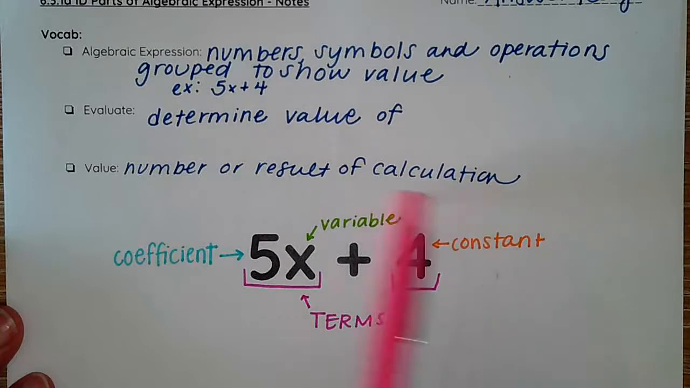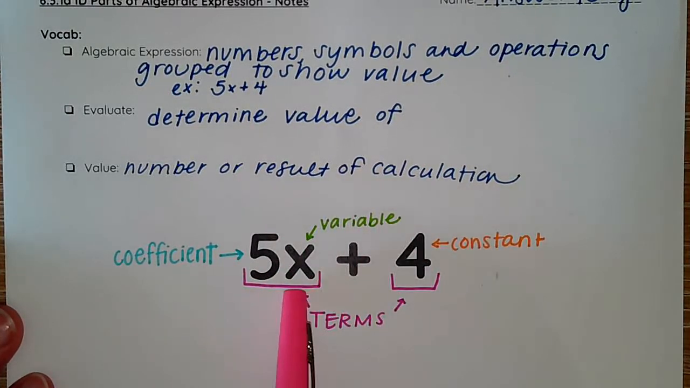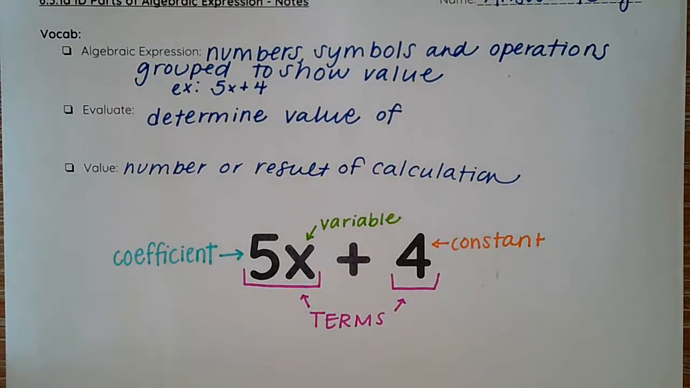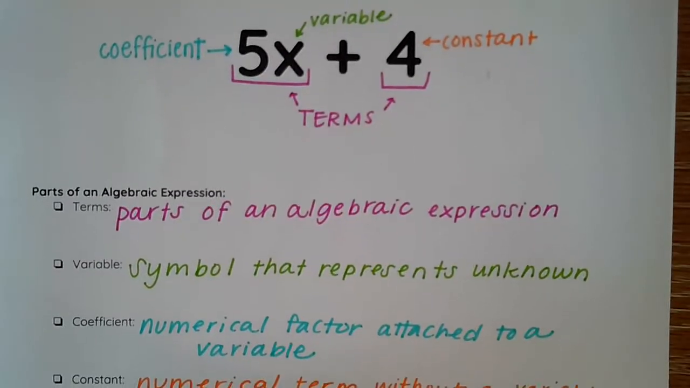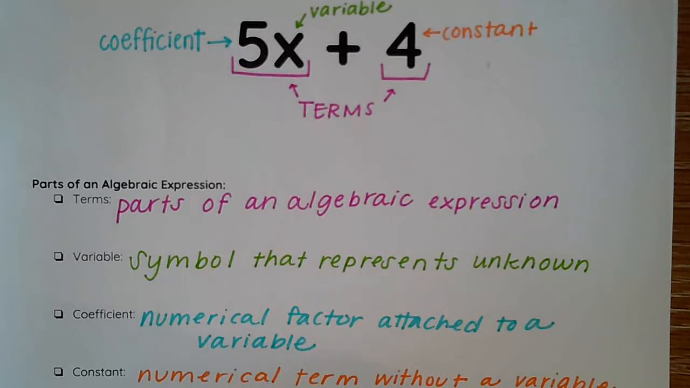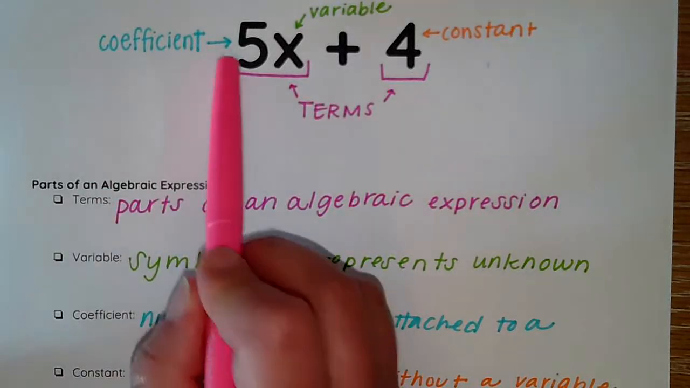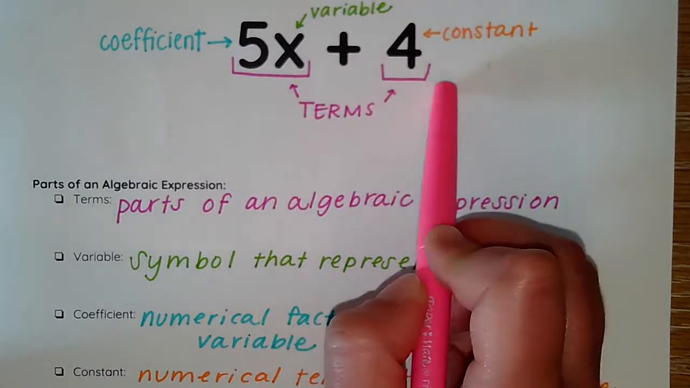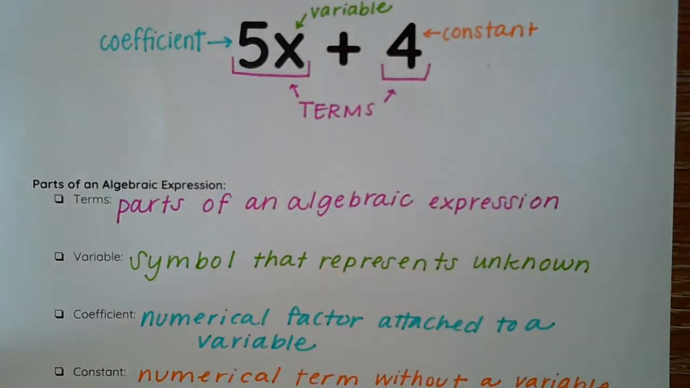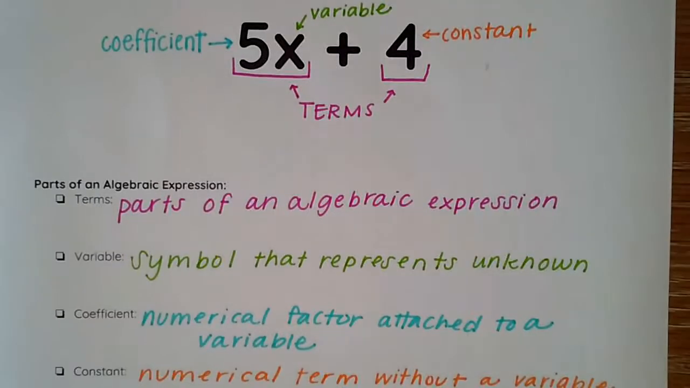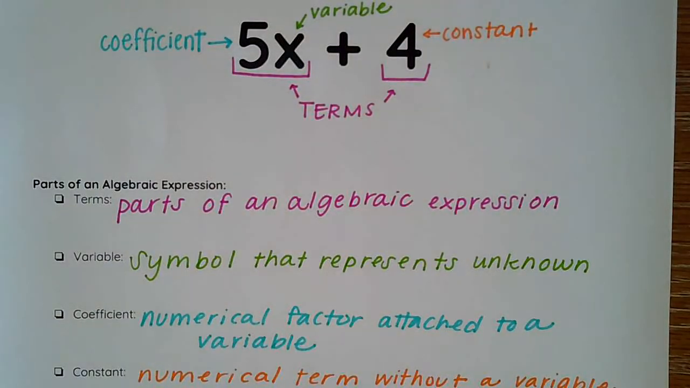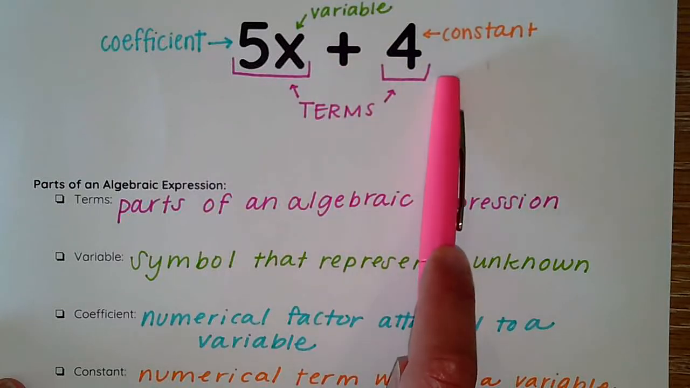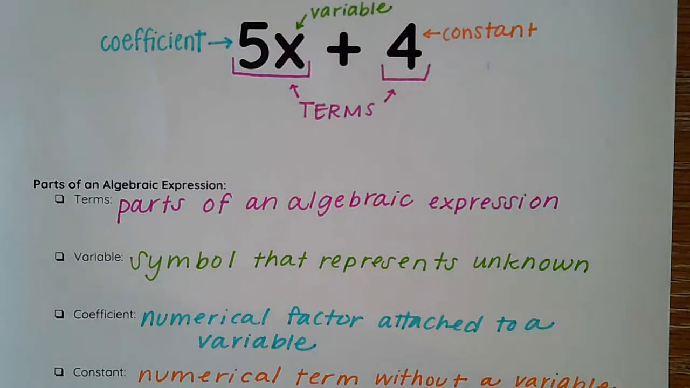Right here, we've got one big expression: 5x plus 4. This is an algebraic expression. Let's break down the parts here. First, we have terms. Terms are the parts of an algebraic expression. 5x is one term, and 4 is a second term. This plus sign is an operation and is not part of the terms. So your terms are the separate parts of your expression.